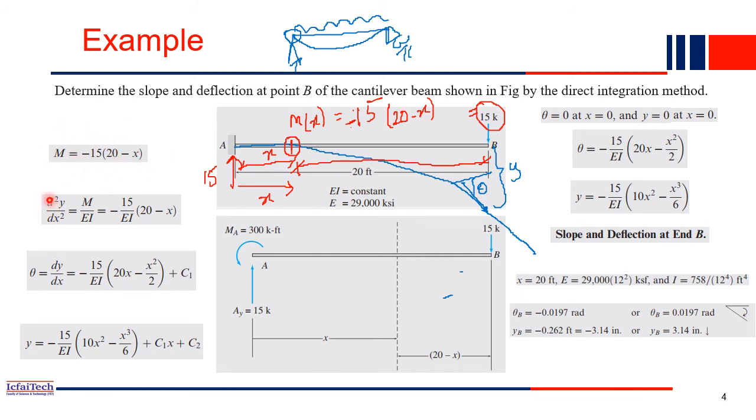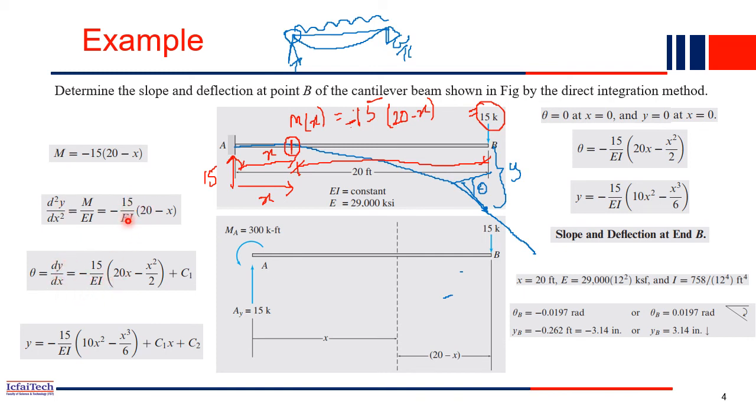So now we have the beam equation which we derived in the last class, that is d square y by dx square is equal to M by EI. So this is the expression we have derived in the last class. So let's substitute the value of moment here. So moment, you already know, this is what we computed. So substitute it. So minus 15 into 20 minus x by EI. So this is the substituted equation. So now if you take the first integration, you will get dy by dx equal to minus 15.